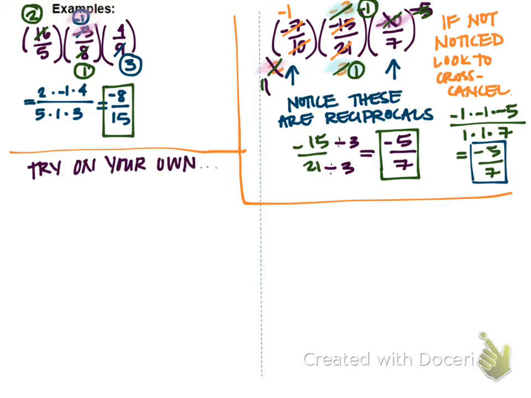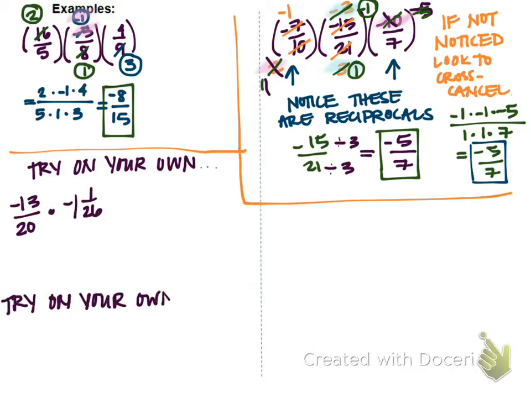The first try on your own problem is, in fact, -13/20 multiplied by -1 and 1/26. So we have a fraction multiplied by a mixed number, and both are negative. Be sure to use your integer rules with multiplication in order to make sure that the positive and negative result, or your solution, is consistent with those rules. So same sign, you'll get a positive answer. Different sign, you'll get a negative answer when you have 2 of them. So let's take a look then.